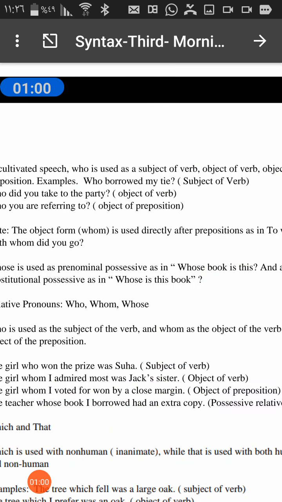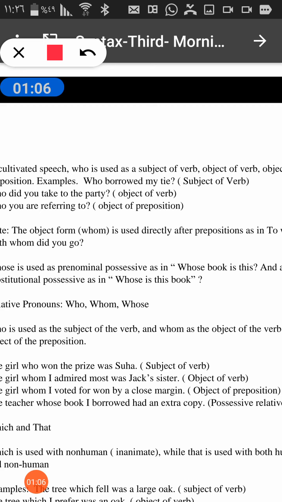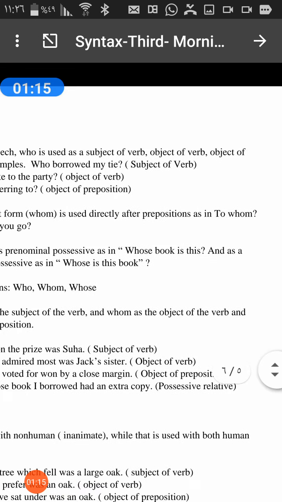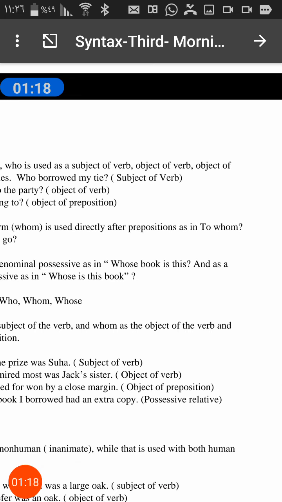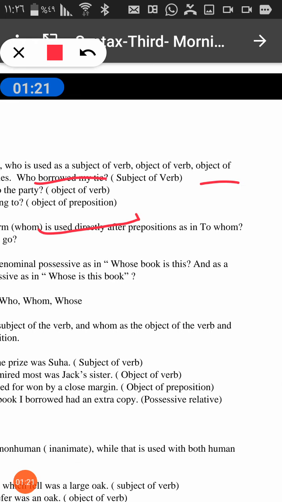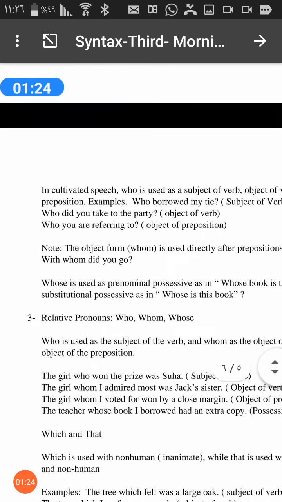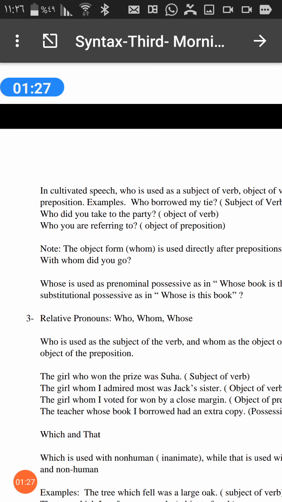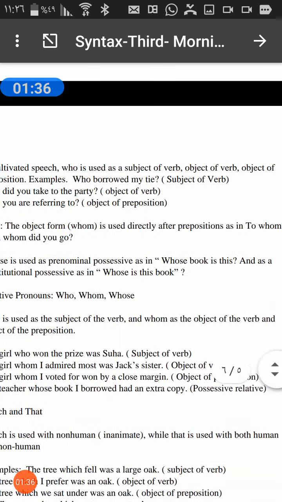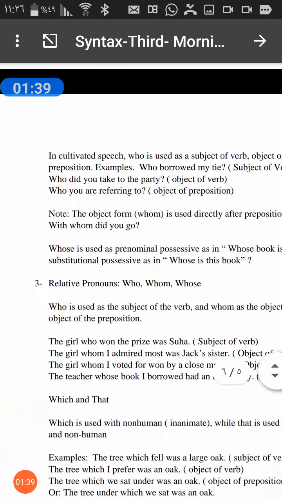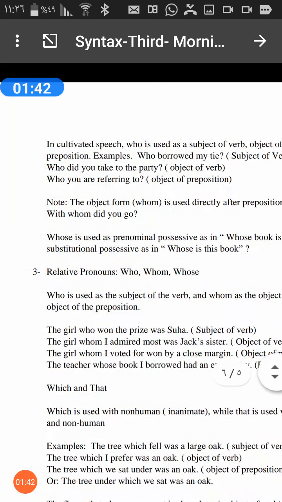First of all, who is used as a subject of the verb. As the object of the verb يستخدم كفاعل للفعل subject of the verb و sometimes object of the verb وبعض الأحيان مفعول به or object of preposition. In cultivated speech يعني في الكلام المهذب في الكلام الرسمي ضمير الاستفهامي هو يستخدم as a subject of the verb، يستخدم كفاعل الفعل object of the verb، و object of the preposition مفعول به لحرف الجر.